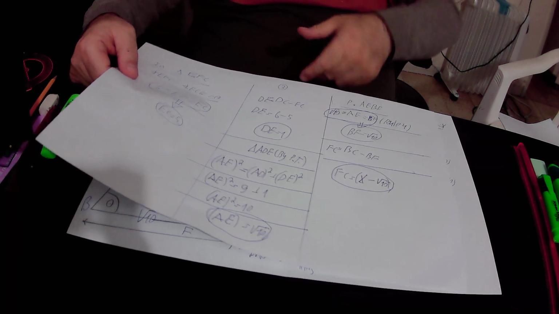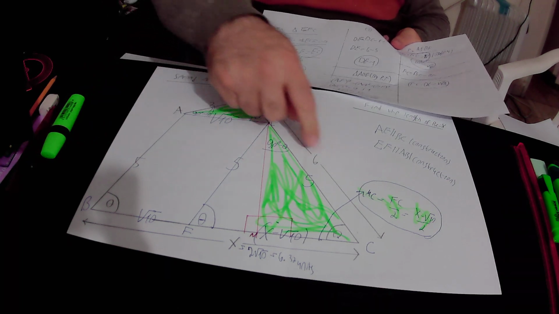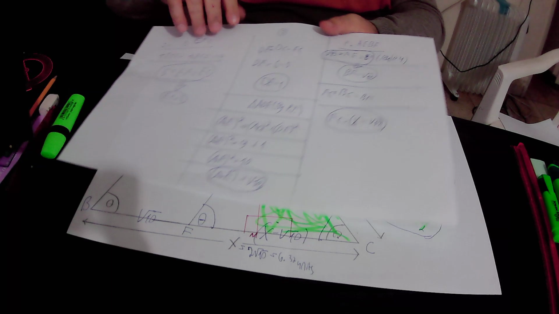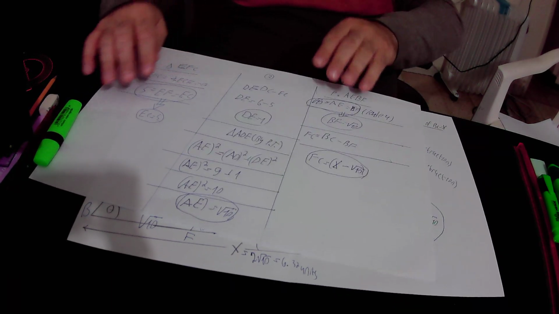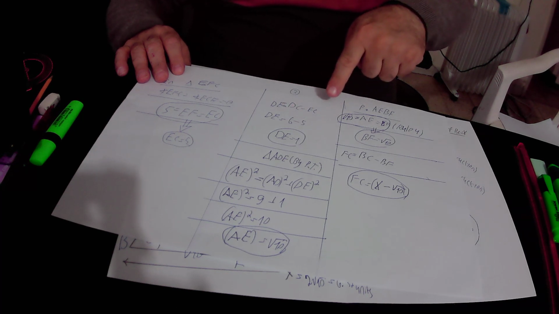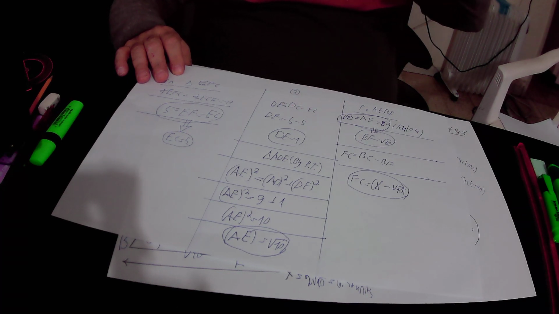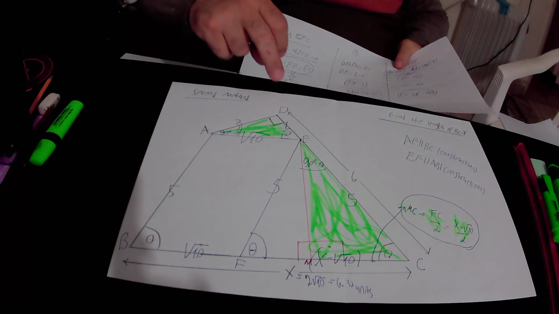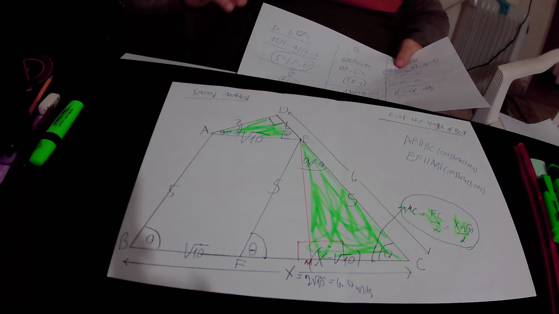DC equals 6 units, and EC equals 5 units. So in conclusion, DE equals 6 minus 5, this is 1. So we found out that DE equals 1 unit.